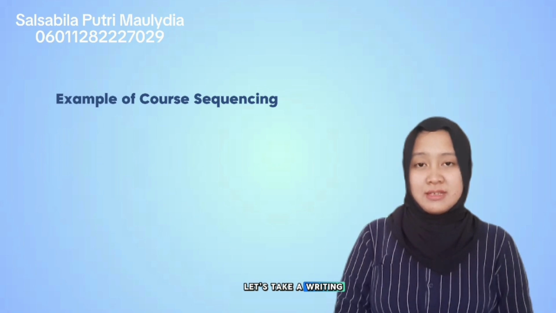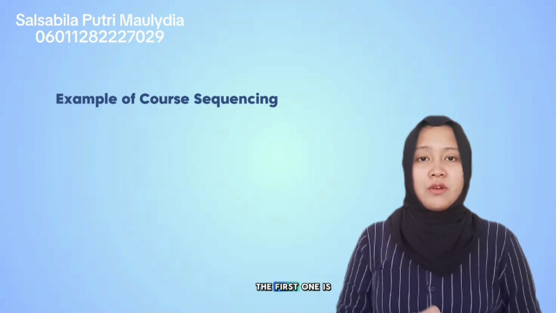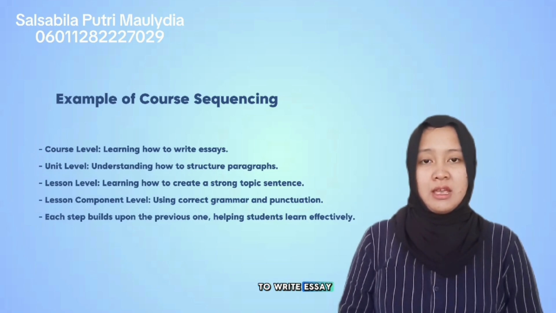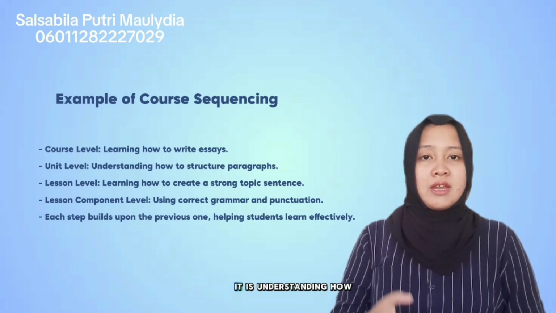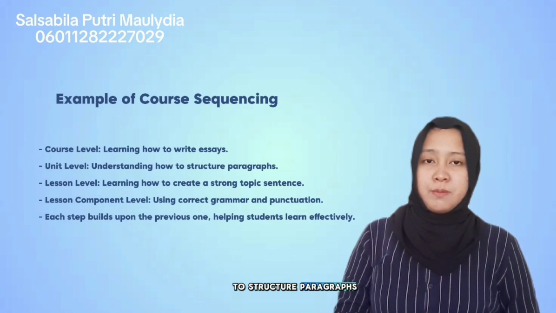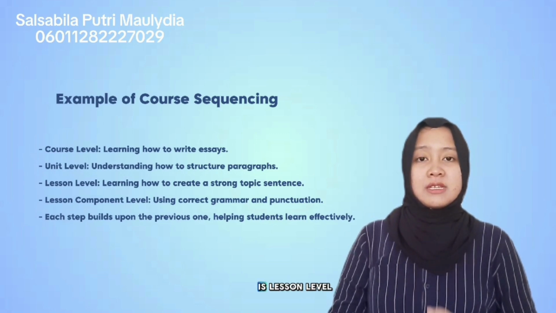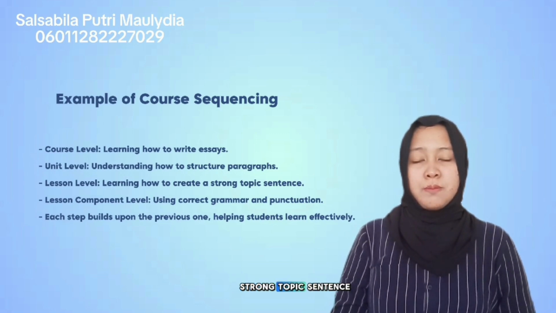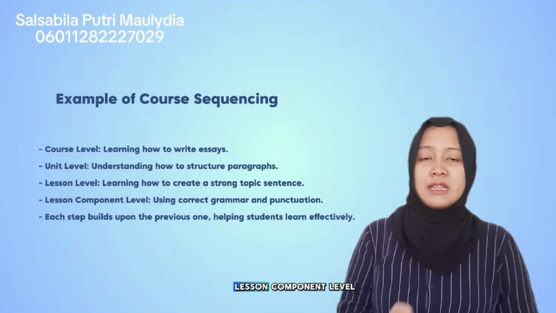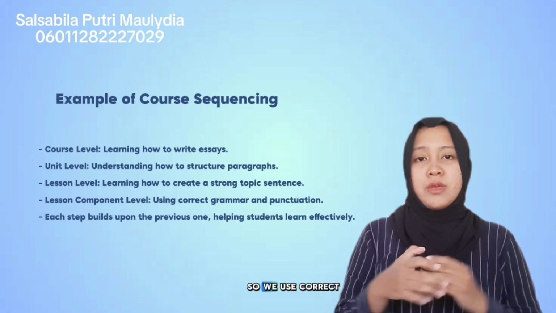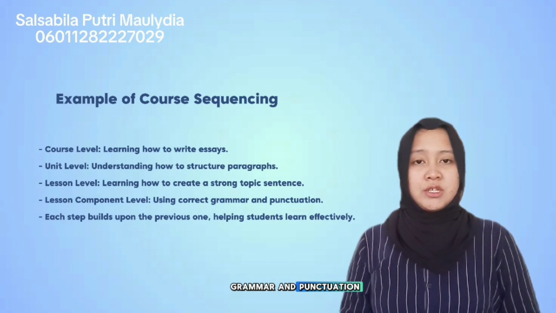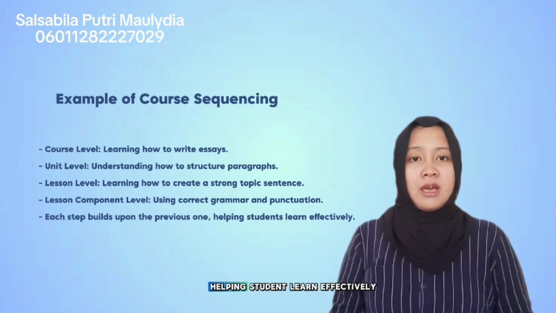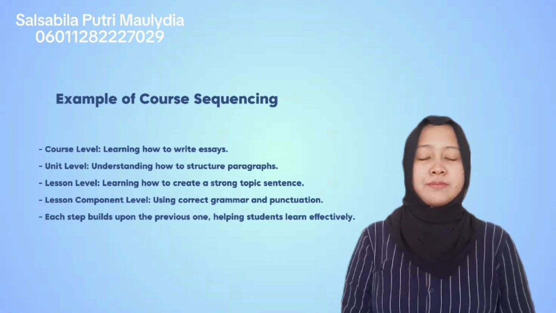Let's take writing skills as an example. The first one is the course level. It is learning how to write an essay. The second one is unit level. It is understanding how to structure paragraphs. And the third one is lesson level. So it is learning how to create a strong topic sentence. The fourth one is lesson component level. So we use correct grammar and punctuation. The fifth one is each step builds upon the previous one, helping students learn effectively.